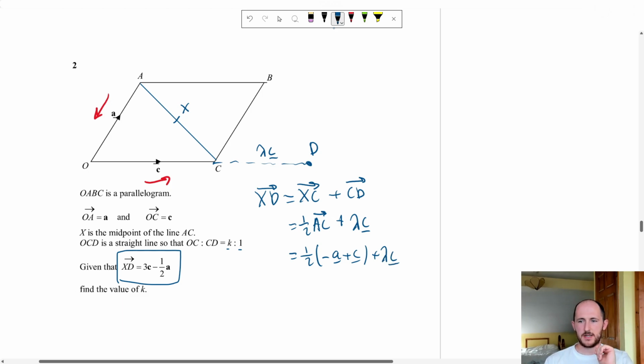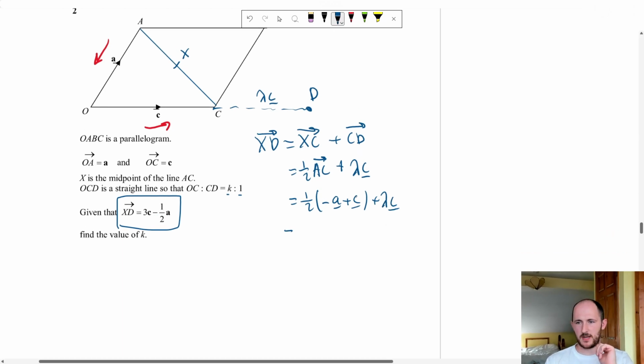boom. Now I'm going to expand it, just make sure it's all nice. So we have minus a half a, plus a half c, plus lambda c, and that's my vector xd. Now I also know that xd is equal to 3c minus a half a. So I can write equals 3c minus a half a.